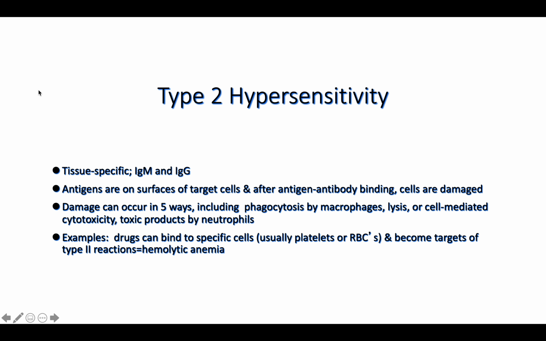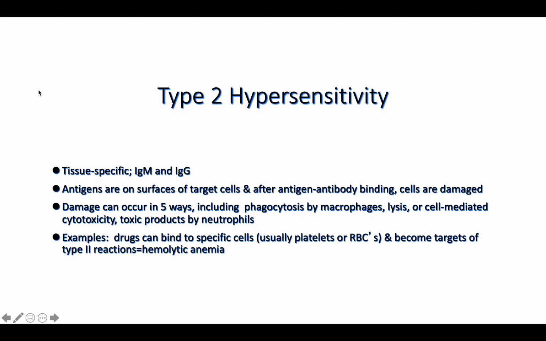Okay, type 2 hypersensitivities are IgM and IgG. Antigens are on surfaces of target cells, and when antigen-antibody binding occurs, cells are damaged. The damage can occur in 5 ways, including phagocytosis by macrophages, lysis, which is just breaking of cells, or cell-mediated cytotoxicity, toxic products by neutrophils.